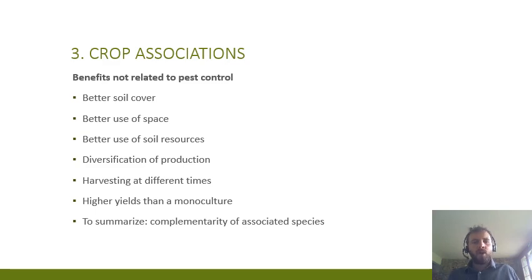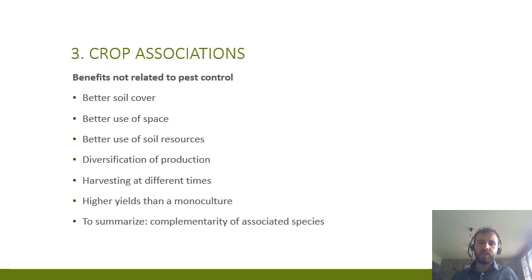Crop association also has other advantages which are not related to pest control. You have a better soil cover, you have a better use of space because you can use a complementarity of plant morphology. A better use of soil resources: you can associate plants that use a specific nutrient with ones that use another one. You have a diverse production.